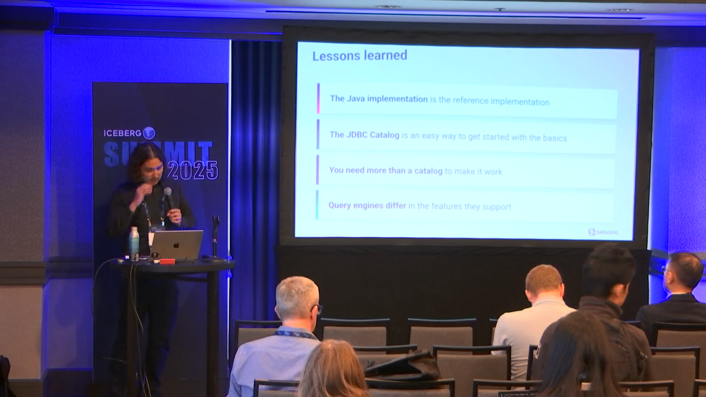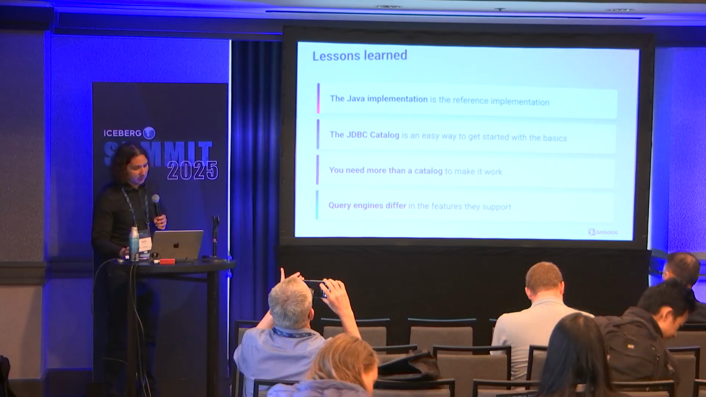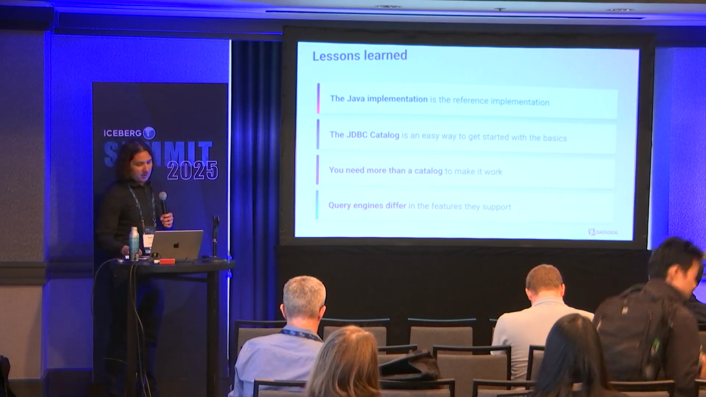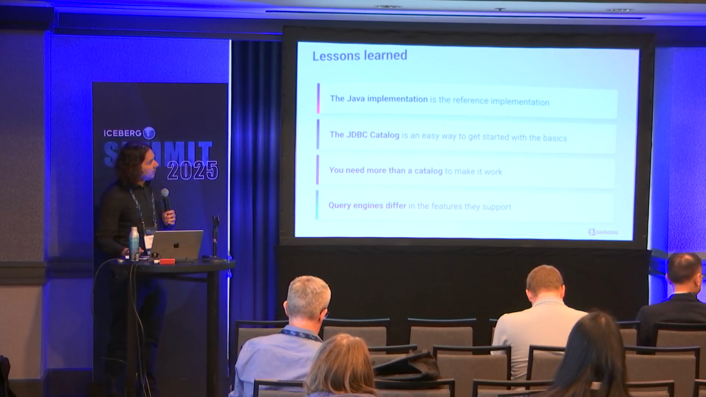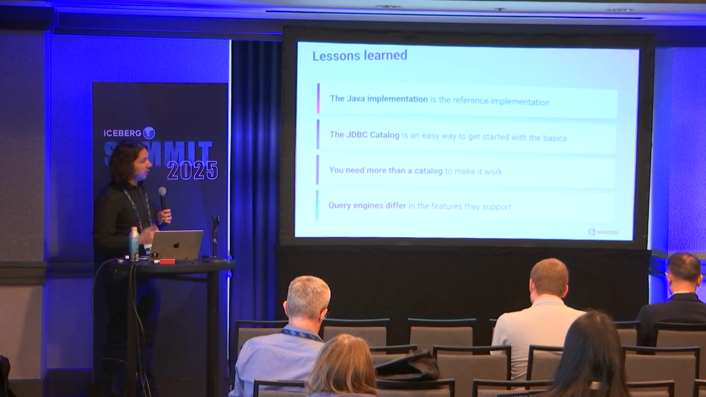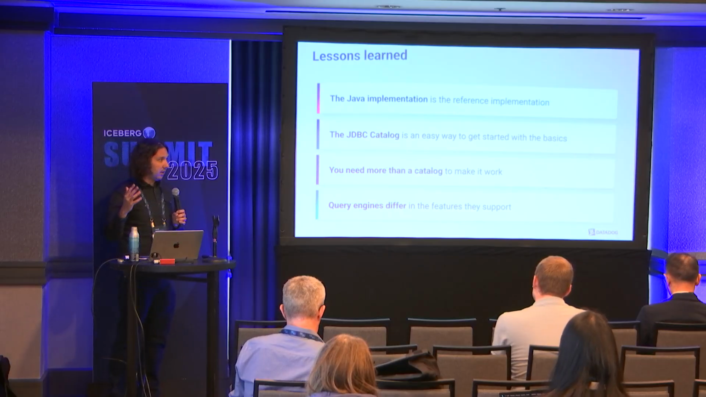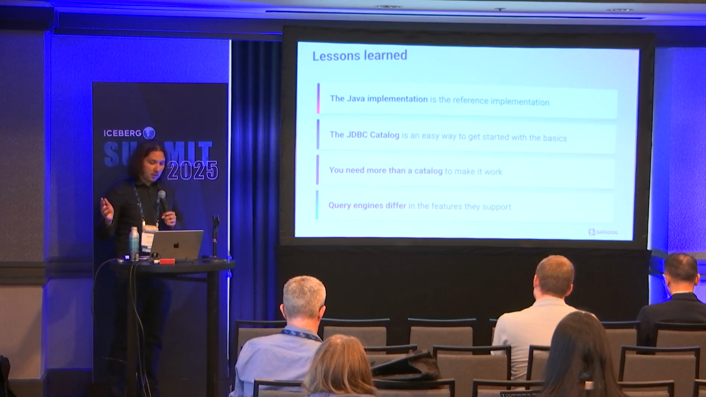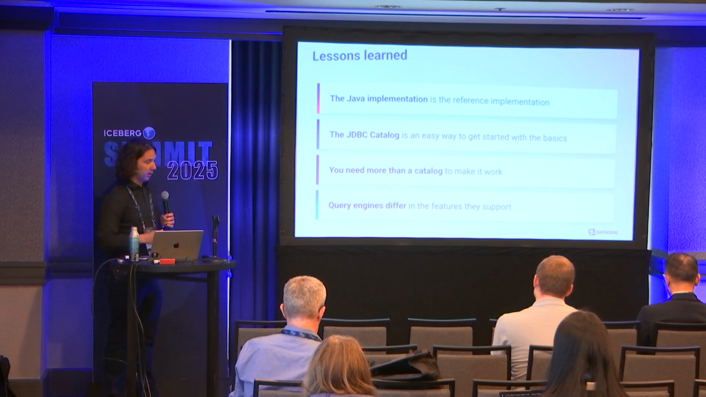So a couple lessons learned here. The Java implementation is the reference implementation, so it can be used as a reference. You have to read the source here. Implementing in another language is a lot of work. Next, the JDBC catalog is an easy way to get started with the basics. So if you want basic catalog functionality, JDBC catalog is good. It works. It doesn't have all the benefits of an Iceberg REST catalog, but it's something you can use to get started with.